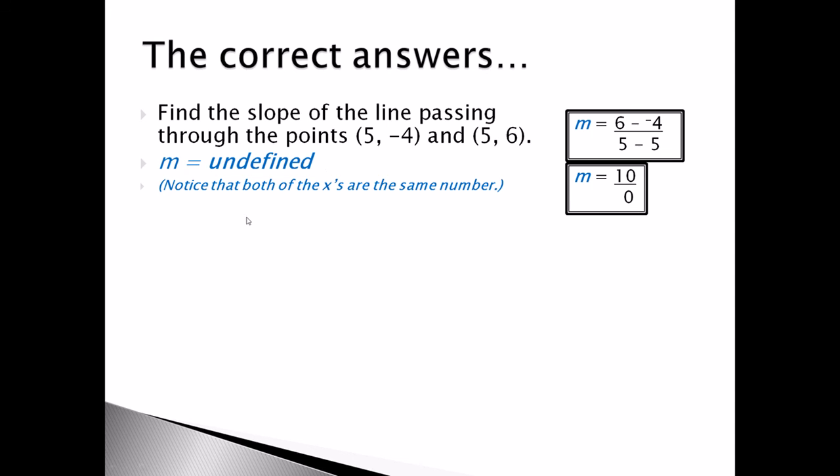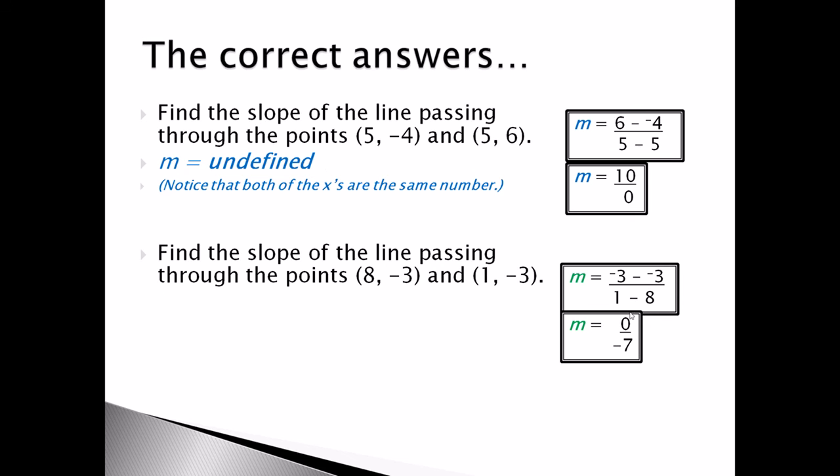It's undefined. So this is the same problem we saw a minute ago, 0 over negative 7. But you do not leave your answer like this. If you do, I'll say, your answer is m equals 0. Okay, because you do have to simplify this. 0 divided by any number is 0. And notice that both of the y's are the same.